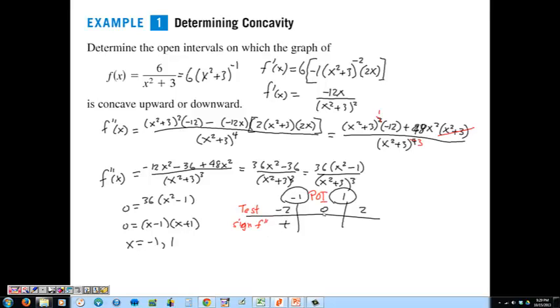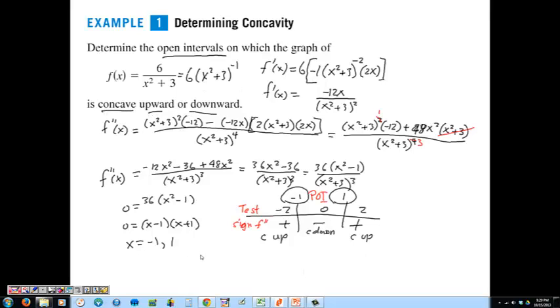All right. 0, that's positive. 0 minus 1, that's negative 1 times 36. That's negative over a positive. And then this 2, 2 squared, that's going to be 4. 4 minus 1, that's positive, and everything else is positive. So I have concave up, concave down, concave up. Okay, it asks us for the open intervals where it's concave up and down.